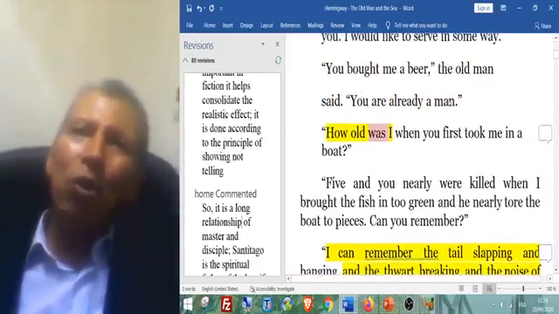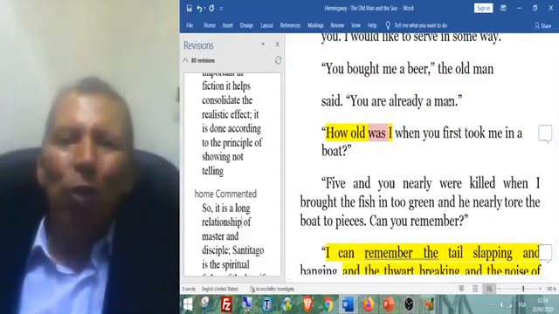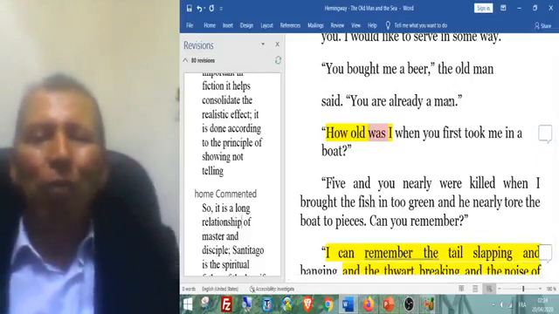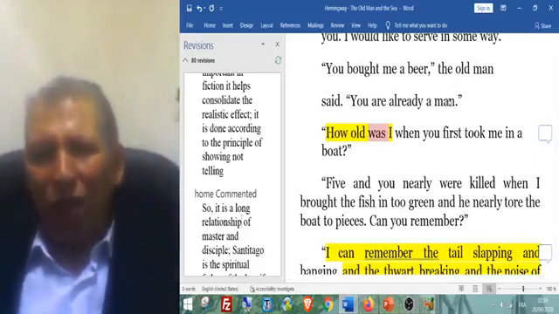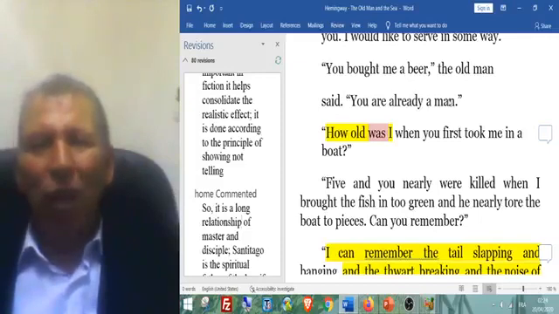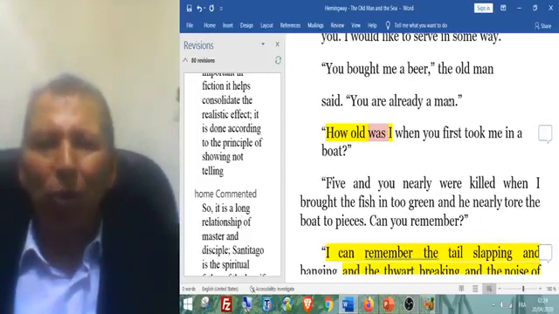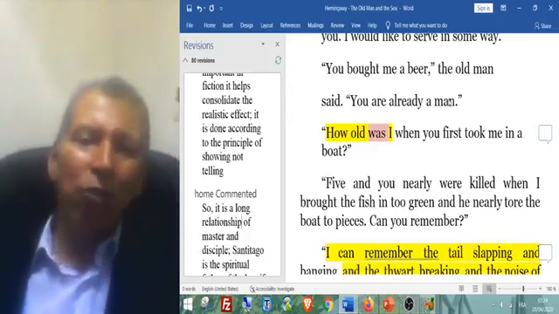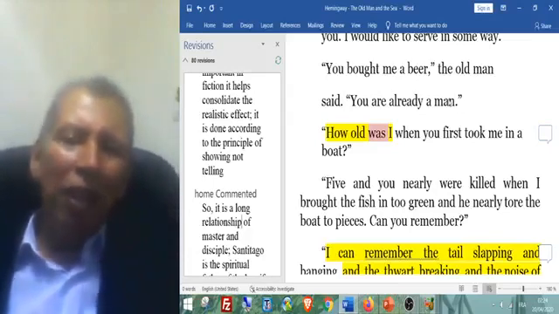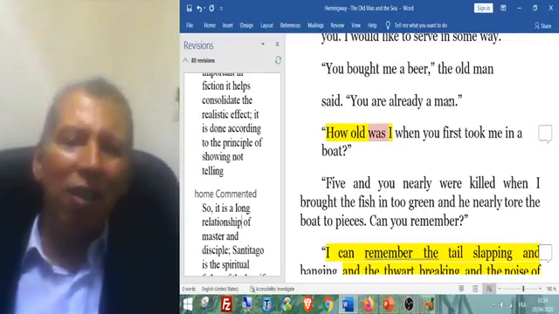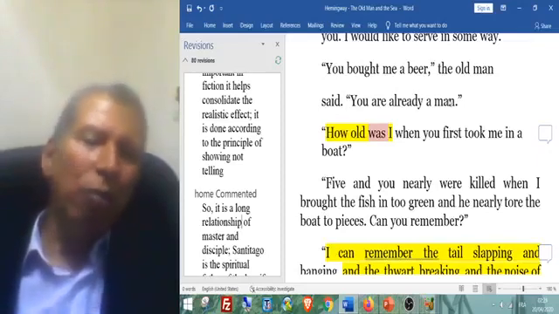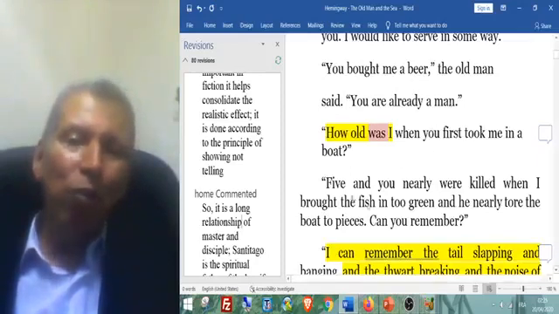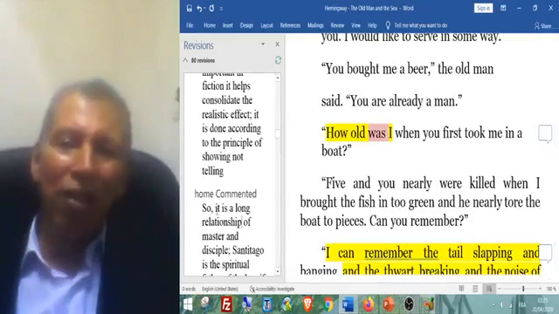Yes, Santiago has a lot of respect for Manolo, just as Manolo has a lot of admiration for Santiago. He says, "You are a man already. How old was I when you first took me in the boat?" He was very young. He was at the age of 5, which means that he brought him up. He's like his son. He has educated him. He has brought him up. He has taught him everything. Perhaps he has taught him more than his biological parents did.